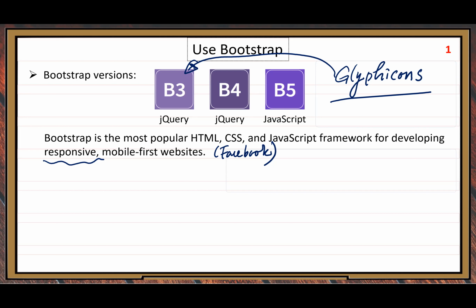There is one link, one tab, where you can see all the glyphicons. But when you move to B4, B5, it's gone. B4 and B5, no glyphicons. So in version 4, version 5, you cannot use glyphicons. Think about that. That's the reason some companies still use version 3. That means some of the version 3 features are not available in version 4, version 5. So those companies take version 3.